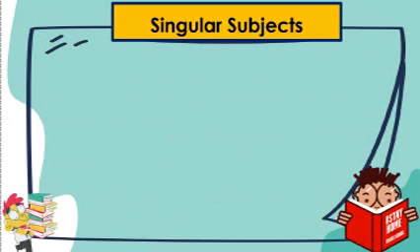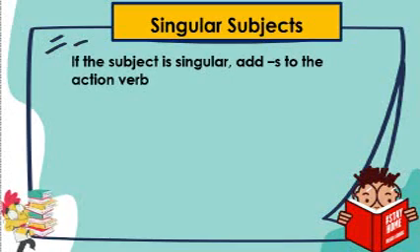Now that we know the singular and plural, let's talk about the singular subjects. If the subject is singular, we have to add S to the action verb. In a sentence, for us to identify the verb or for us to write the verb, we have to look at the subject.